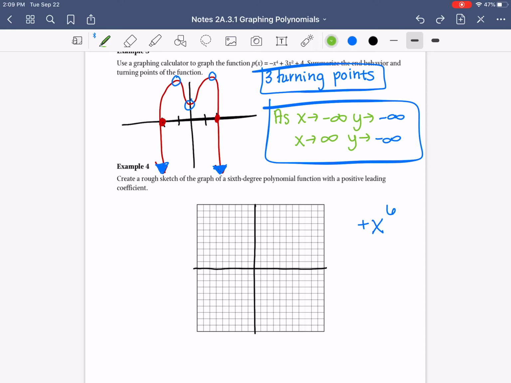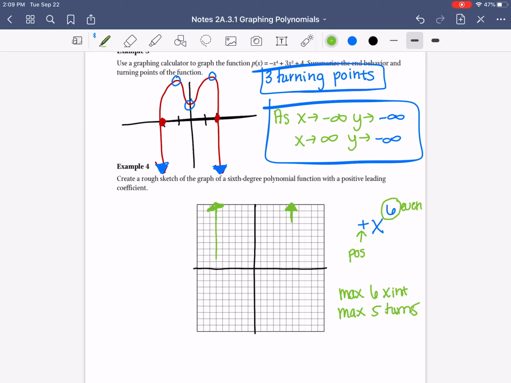All right, so what we know is if it's an even degree, and this is even, then both arrows are going to be pointing the same direction. Since it is positive in the front, we know that it's going to be pointing up. So I'm going to just draw two arrows, and my two arrows are going to be pointing up. I'm going to draw one on the left side of the graph and one on the right-hand side of the graph. Since it is a 6th degree polynomial, that means I can have a max of 6 x-intercepts, and I can have a max of 5 turns. Could you have less? Yes.